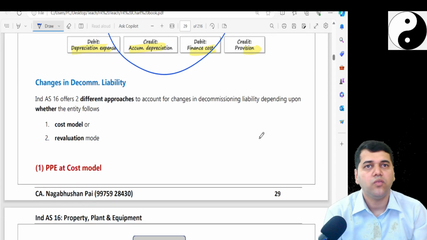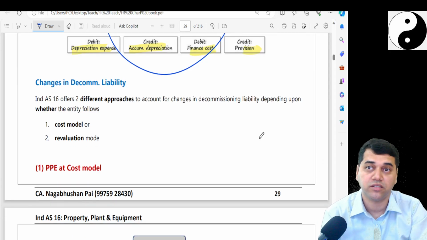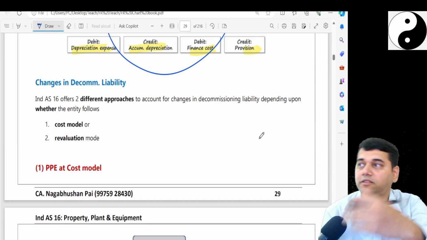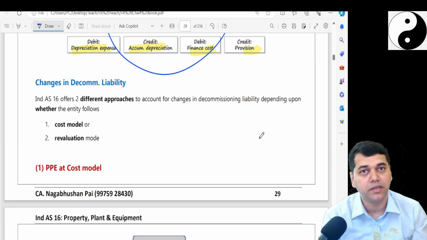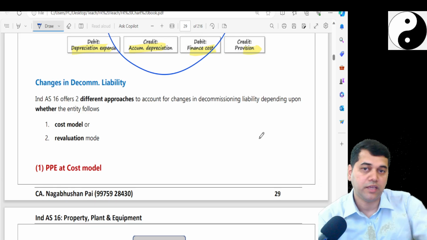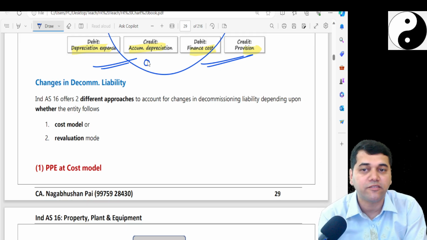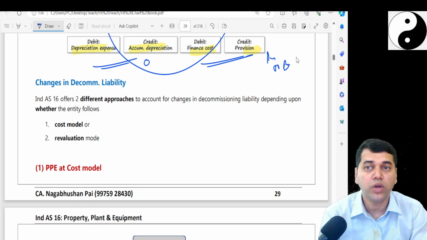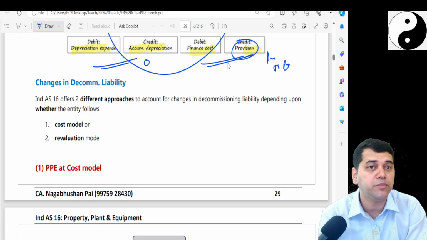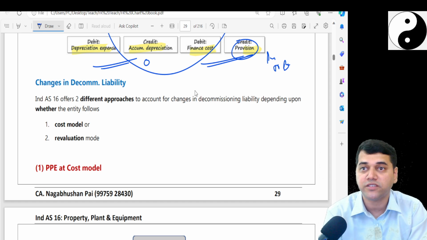Some crux is something like this. That's fine. What if the liability is going to change? If things are okay, life is simple: today you discounted, and every year you pass these two entries. One day the asset value becomes 0, provision account debit to bank. Finish. What if the provision is going to change because it is an estimated value? After 4 years you may revise.